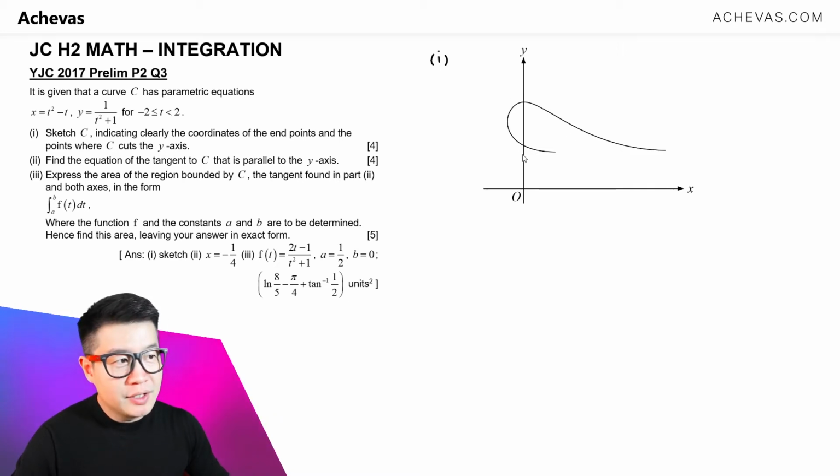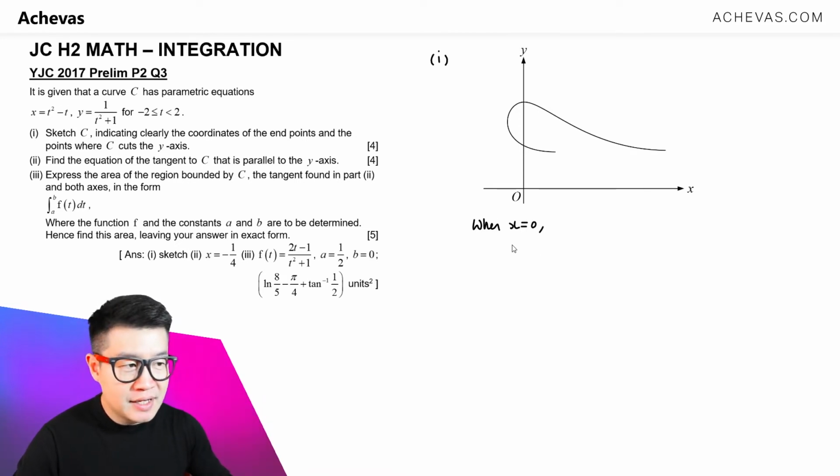From my graphing calculator, this is the graph that I've gotten. We will still need to work out the y-intercept, and hopefully we can also work out the coordinates of the endpoints. So for the y-intercept, that is when x is equal to 0. So when x is equal to 0 and x is t squared minus t, that will also be when t squared minus t is equal to 0.